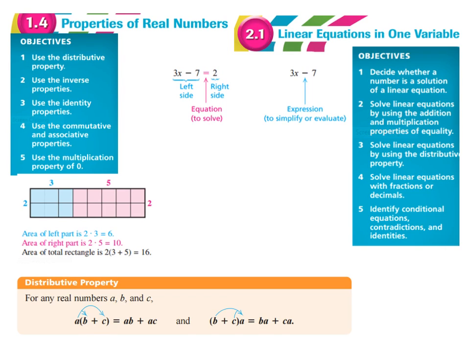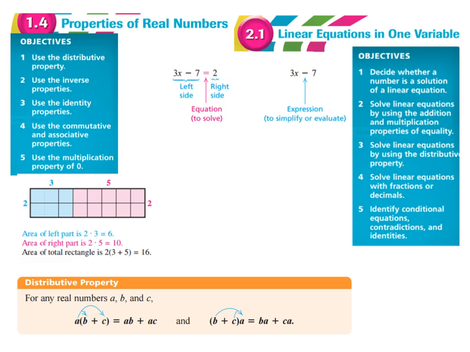Hello and welcome. Today we're going to be taking a look at two different sections, 1.4 and 2.1, talking about properties of real numbers and linear equations in one variable. So we'll be looking at using the distributive property, using inverse properties, identity properties, commutative and associative properties, and the multiplication property of 0.